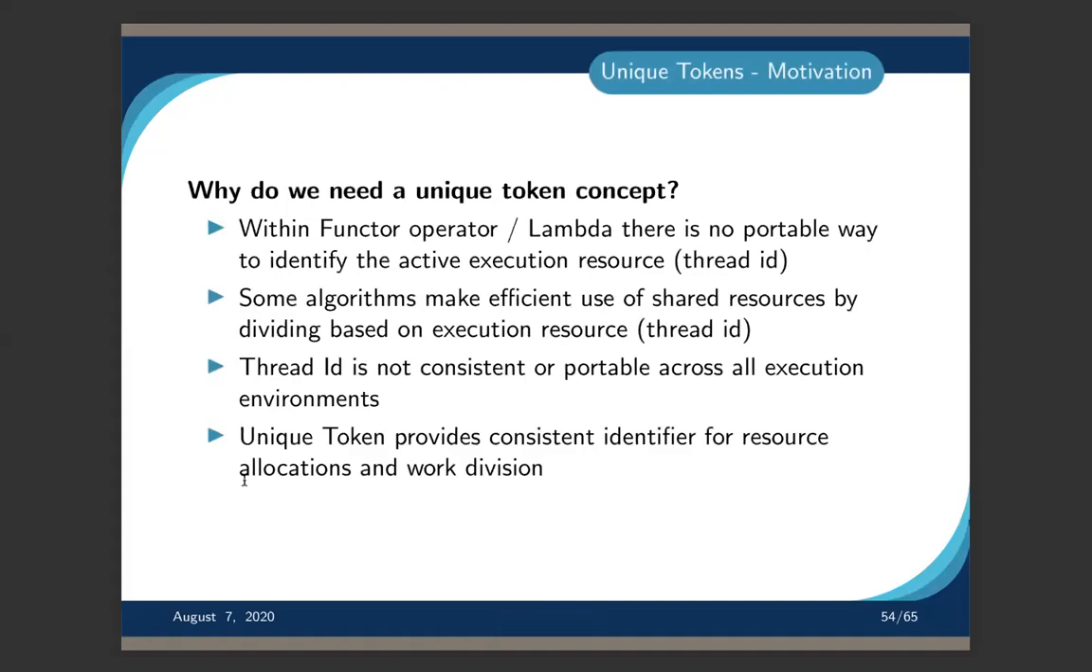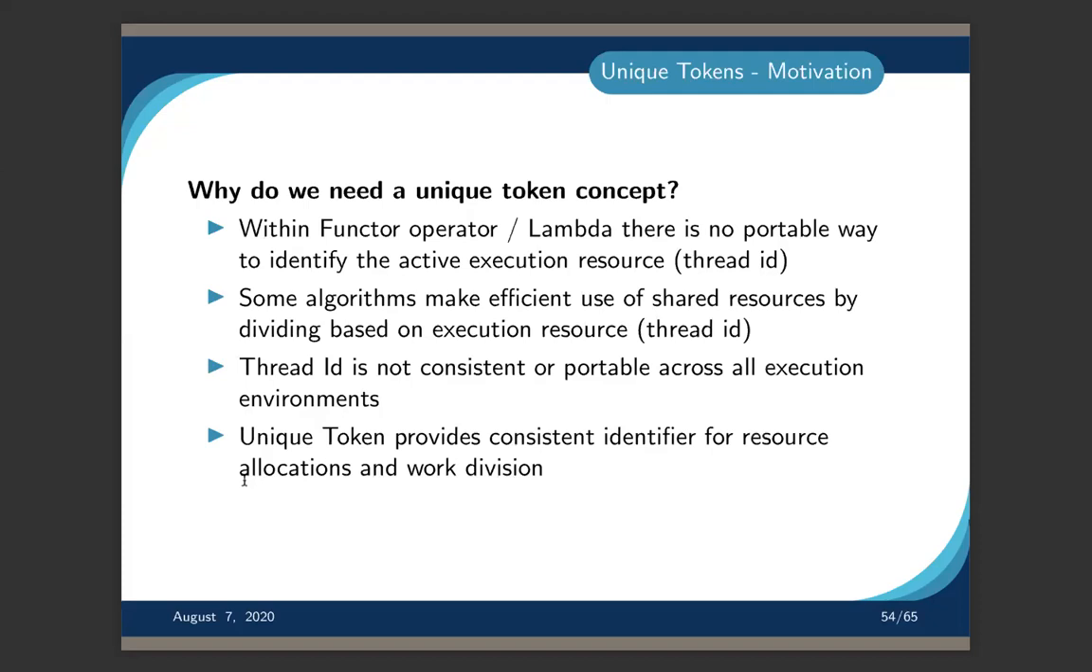So why do we need a unique token concept? Where's this coming from? Essentially, if you think about it, inside of your functor operator or lambda, there's not really a portable way to identify what you are executing on. There's no real way of getting a hardware thread ID, right? In particular, not in the range policy. In the team policy, you can at least identify who you are within the team, but you cannot actually identify which hardware threads you're on, because that depends on which team you are and how the teams were mapped to hardware resources.